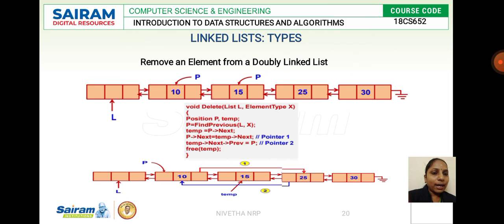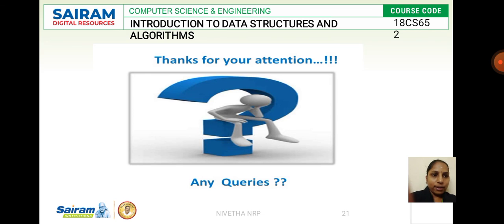So while I do that, 15 is stored in temp. So direct forward link and backward link is created, and I am going to free the temp, so the element in the list will be deleted. This is all about doubly linked list.